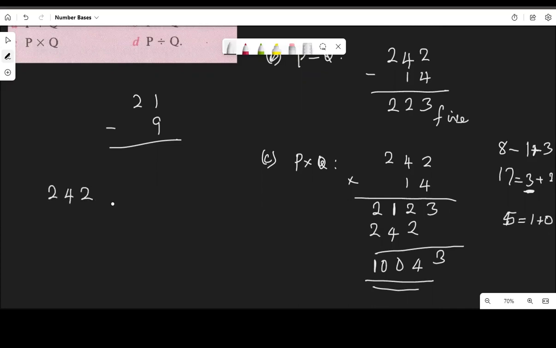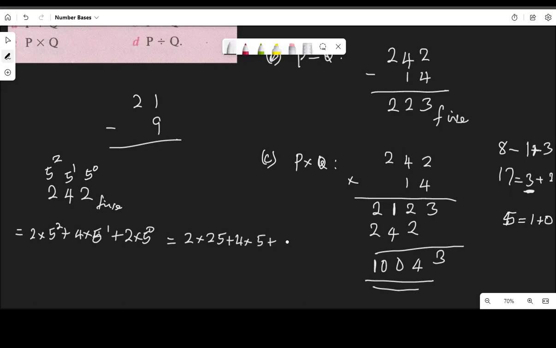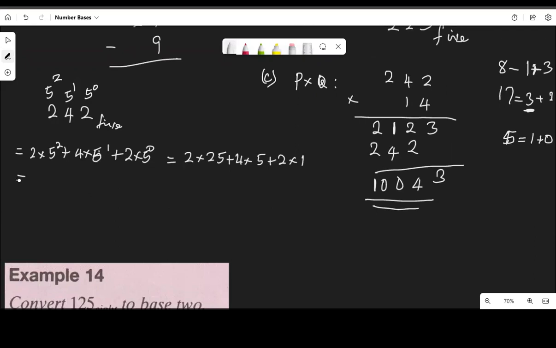2, 4, 2, which is P, in base 5, expressing each of these as a product of their place value, is 5 to the power of 0, 5 to the power of 1, 5 to the power of 2, which is 2 times 5 to the power of 2 plus 4 times 5 to the power of 1 plus 2 times 5 to the power of 0. That would be 2 times 5 squared, which is 25, plus 4 times 5 plus 2 times 1 because 5 to the power of 0 is 1. And 2 times 25 is 50 plus 4 times 5 is 20 plus 2 times 1 is 2. Adding this up, that will be 72.